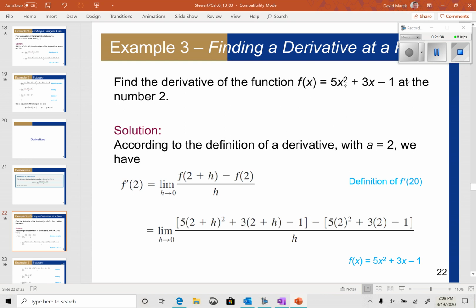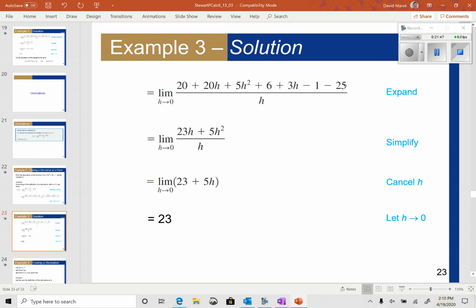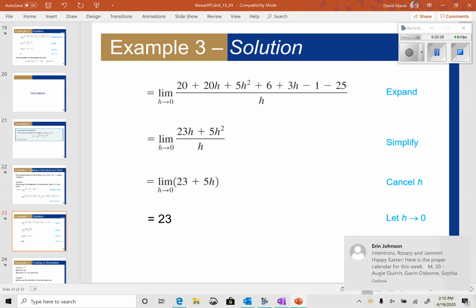Okay, we're going to have to FOIL this out and distribute. Here we're going to distribute, and then we're going to look for like terms. So 20 plus 20h plus 5h squared plus 6 plus 3h minus 1. So that's all from our 2 plus h, minus, well, f of 2 turned out to be 25. Again, combine like terms. The constants: 20 plus 6 minus 1 minus 25. Hey, what do you know? Turns out to be 0. Combine the h's, 20 and 3, that's 23, plus 5h squared.